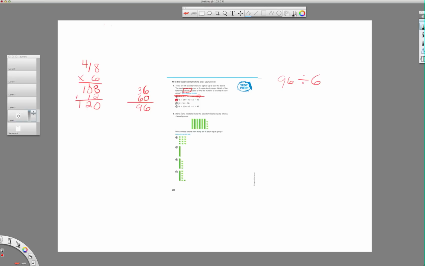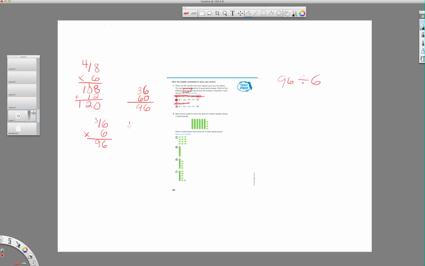But just to make sure, let's make sure that C and D equal 96. So C says 6 times 16. Let's see if that gives us 96. 6 times 6 is 36. 6 times 1 is 6, plus 3 is 9. Yes, that one's correct. And we're trying to find the incorrect one, or the one that cannot be used, so it can't be C.